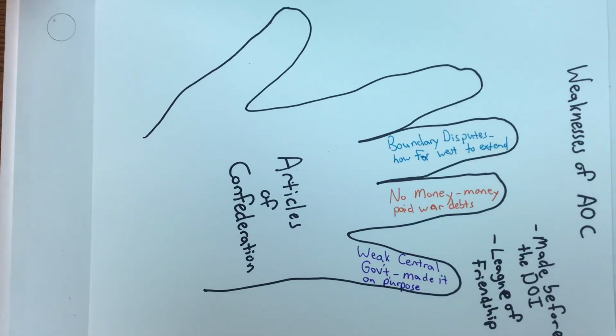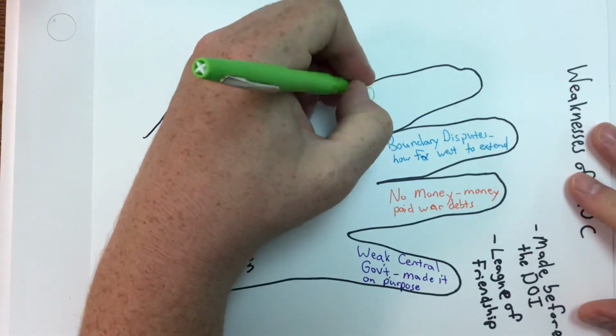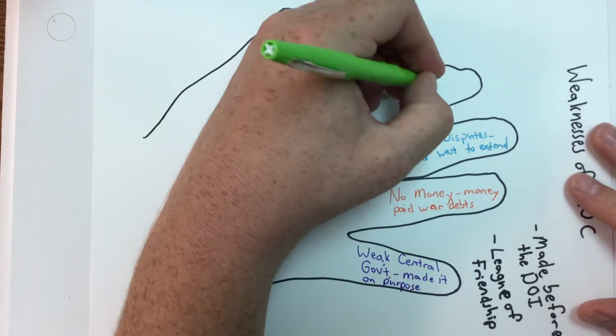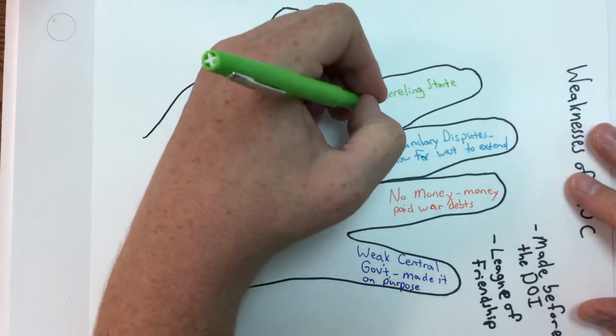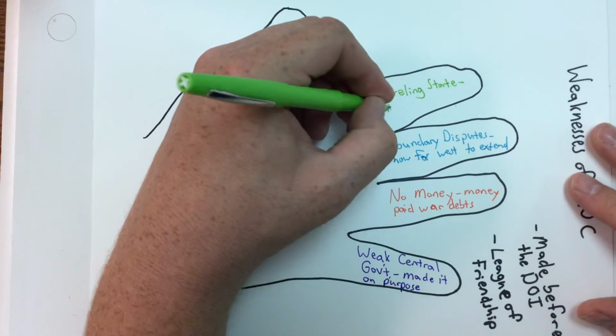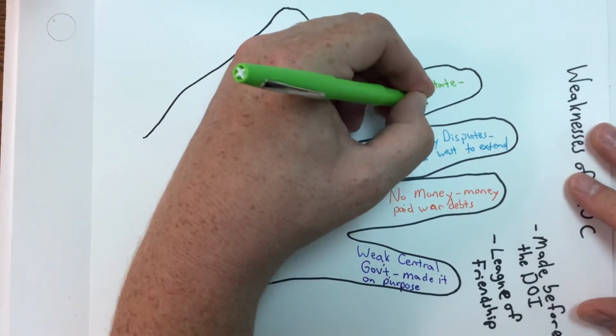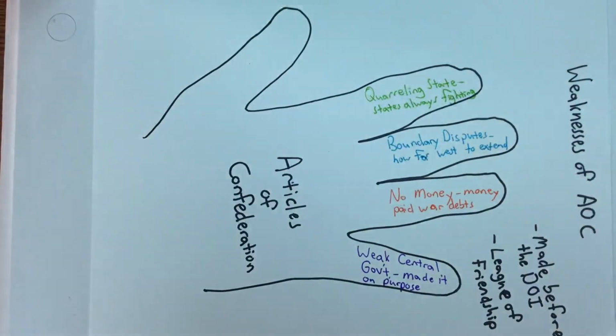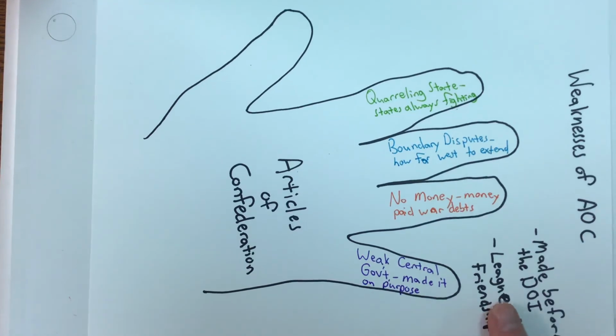And these problems between the states, this is called quarreling. So the states were always fighting. They're constantly fighting against each other, trying to see who could be the most dominant one among them. And with that, it causes a lot of problems. It kind of throws out this whole idea of the League of Friendship. That kind of goes away as this continues to happen.